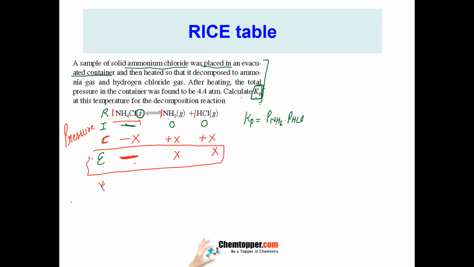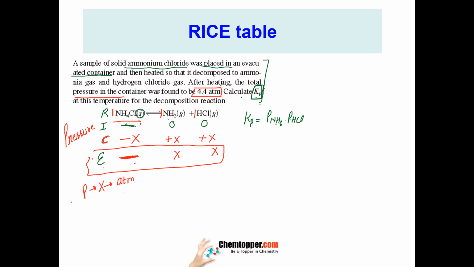So what is the unit of X? X is pressure. And what is the unit? ATM. And why am I taking ATM? Because they have given me the total pressure of the container.